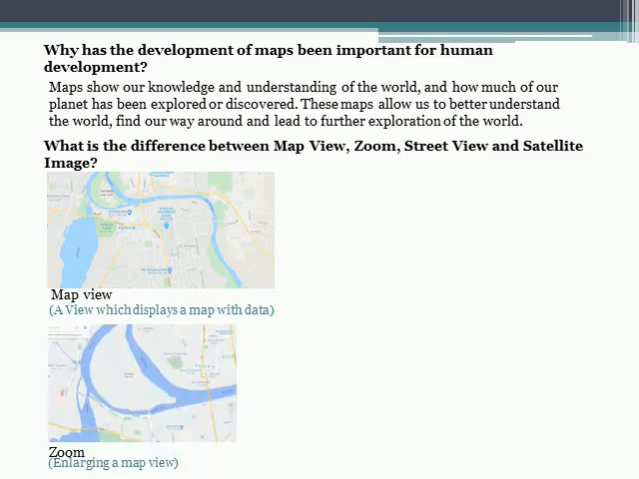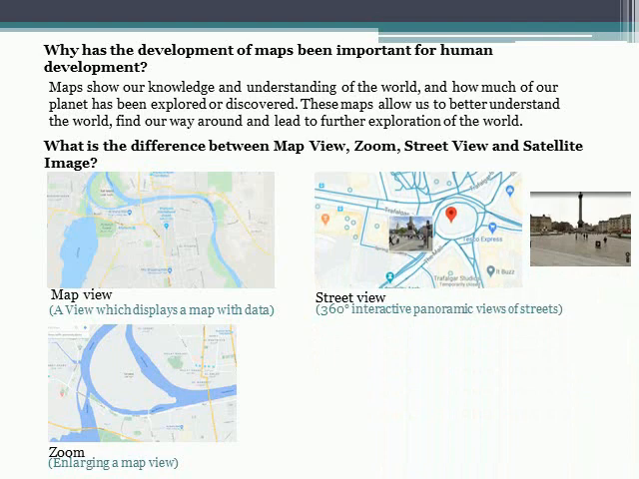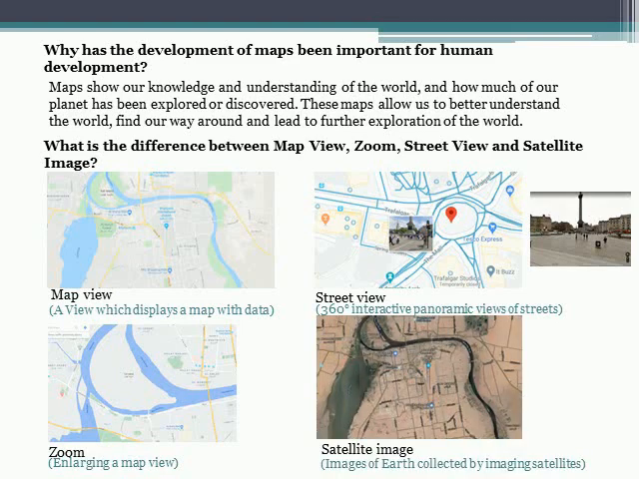When you use the zoom, it enlarges a map view, and when you click on street view, you get 360 interactive panoramic views of the streets. There are certain points where you can click on, and they can give you 360 panoramic views of the street you click on. And then we have satellite images. This one is also of Khartoum. So you get images of Earth collected by imaging satellites.